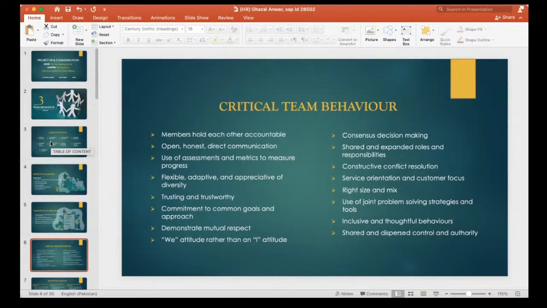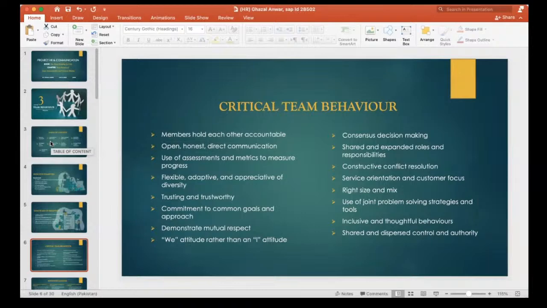It is a common practice that if group members or team members do not have the same goal or the same approach, they cannot reach success. So every team member should be committed to common goals and approach. They should demonstrate mutual respect. Rather than showing an I attitude, they should focus on a we attitude, because working as a team cannot be represented with the word I. Team is represented with the word we.